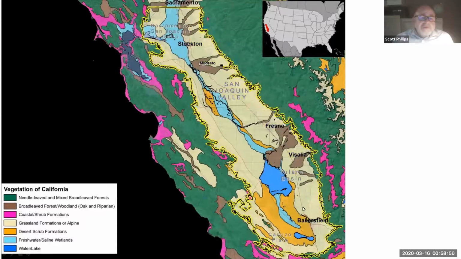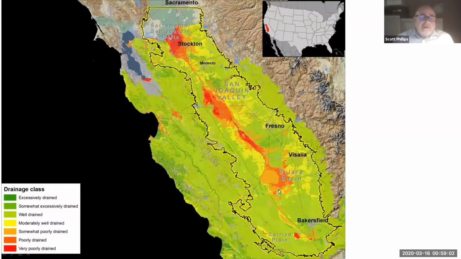Now, one thing that's interesting: if you look at maps of historical vegetation in the valley, where you had Tulare Lake, you had these various wetlands, and you have the Sacramento-San Joaquin Delta, which is historically a wetland, you can actually see that same pattern in the soil itself. Where you had the wetlands and the lake, these have more clay material, and they're more poorly drained than the soils that are next to them.